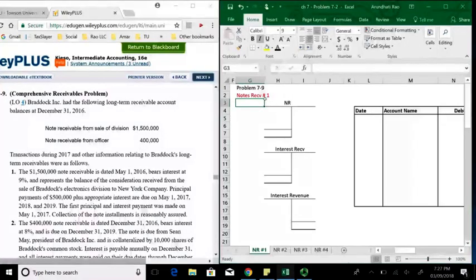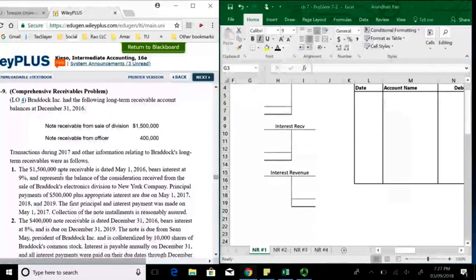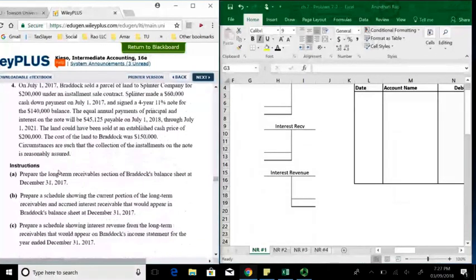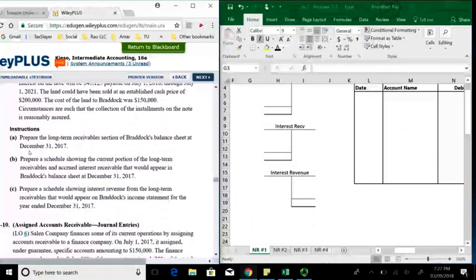Let's take a look at problem 7-9. In this problem we have 4 different notes receivable, and the problem has asked us to prepare the long-term receivable section of Braddock's balance sheet at December 31st, 2017. Prepare a schedule showing the current portion of the long-term receivables and accrued interest receivable that would appear in the balance sheet at December 31st, 2017.